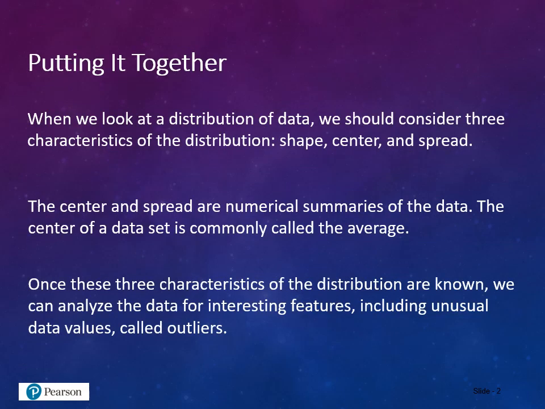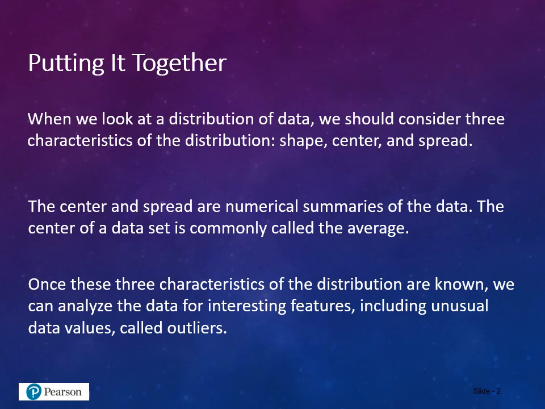When we look at a distribution of data, we should consider three characteristics of the distribution: the shape, the center, and spread. And when we're talking about the distribution of data, what we're really talking about is how people responded, and how the responses are grouped. If you're doing a survey, how many said strongly agree versus strongly disagree, and all the categories in between. That is the distribution of data.